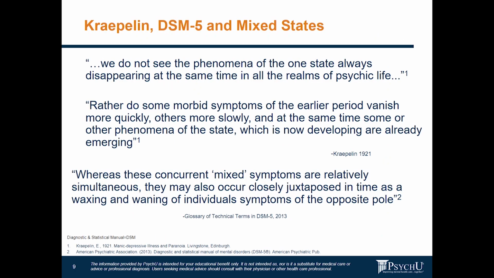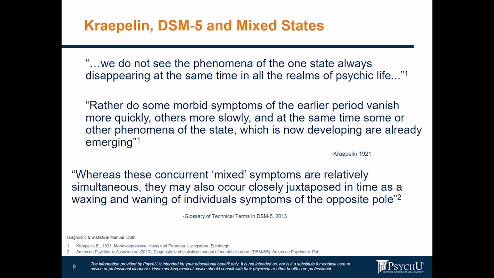So back to Kraepelin, 1921 textbook. You can read these first two quotes. These come right from his chapter on mixed states. But he notes that these mixed states, that the phenomena sort of fluctuate, and they don't always disappear or appear on the same timeline. That is essentially what his graphic was representing.